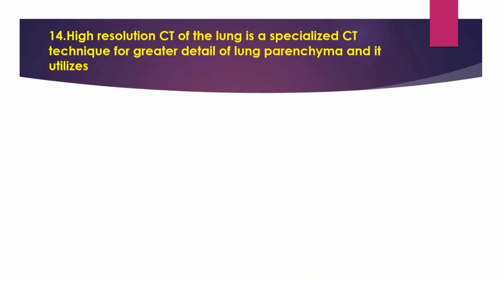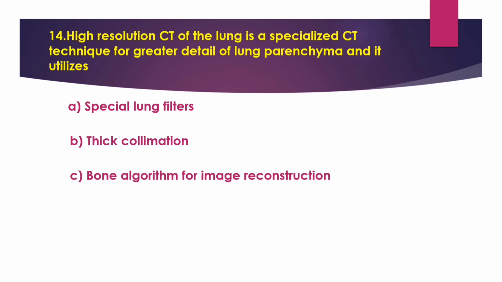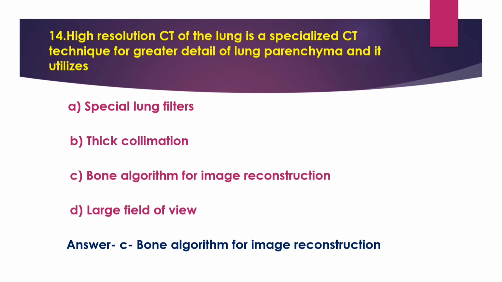Moving on to the next question, question number 14. High resolution CT, that is HRCT of the lung, is a specialized CT technique for greater detail of lung parenchyma, and it utilizes... So HRCT is usually for lung. The options are option A, special lung filters; option B, thick collimation; option C, bone algorithm for image reconstruction; and option D, large field of view. The apt answer is option C, bone algorithm for image reconstruction. For HRCT, the thickness is 1 mm.